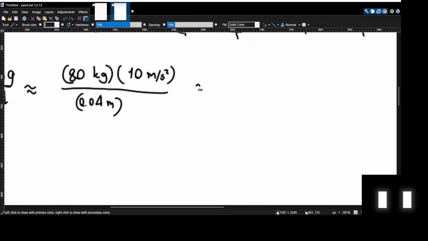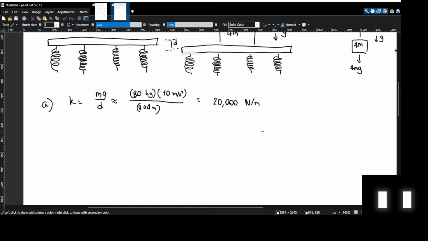Which is going to give us a value of around, what's this, 800 divided by 4 over 100, which is going to be equal to 80,000 divided by 4, which is going to be equal to 20,000 newtons per meter. And that's going to be approximately the value of k.